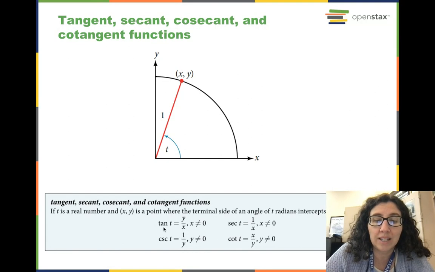And also notice the abbreviations that we use. Tan is short for tangent, but we just write TAN. CSC is short for cosecant. SEC is short for secant, and COT is short for cotangent. Okay, so those are the abbreviations that we use.